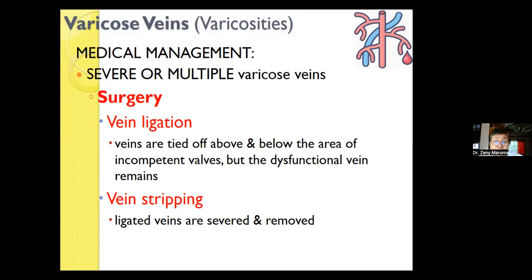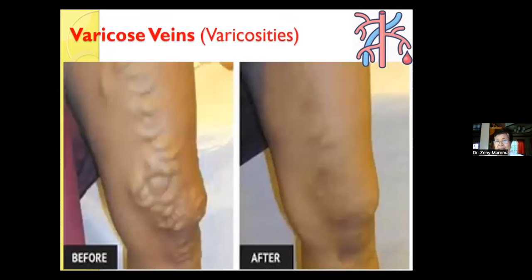Now, if the patient wants surgery, there is vein ligation. Veins are tied up, but the dysfunctional vein remains. With vein stripping, the ligated veins are severed and removed. So it should be vein ligation and stripping. Here is the before, with her varicosities. After the procedure, it's clean. She can now wear a two-piece and show off her legs.